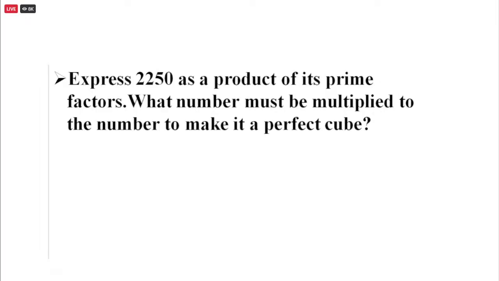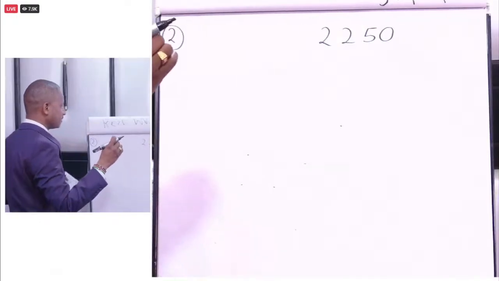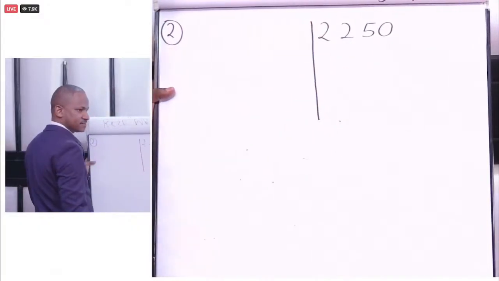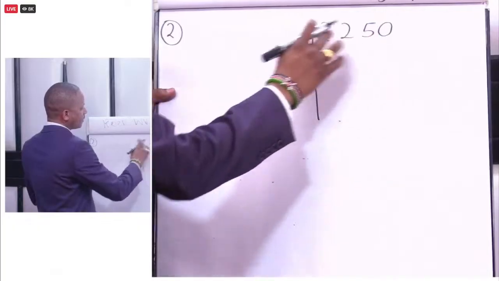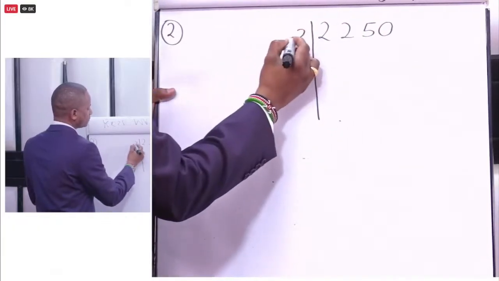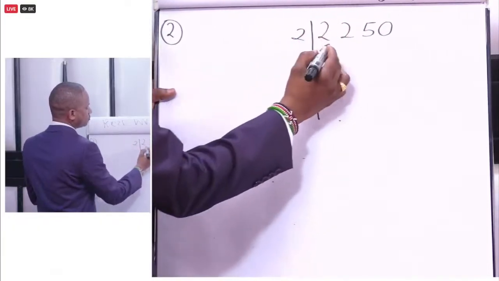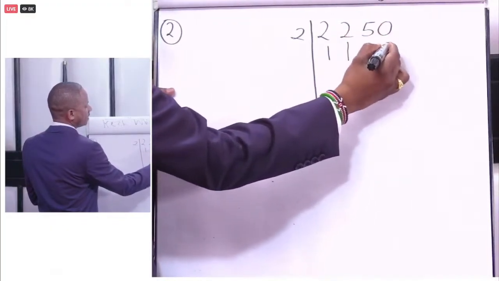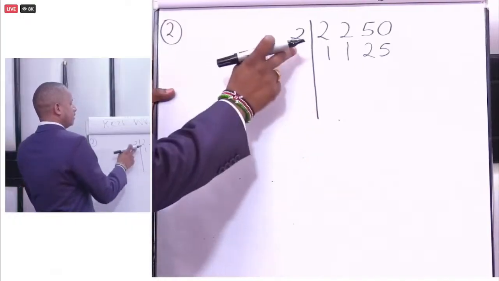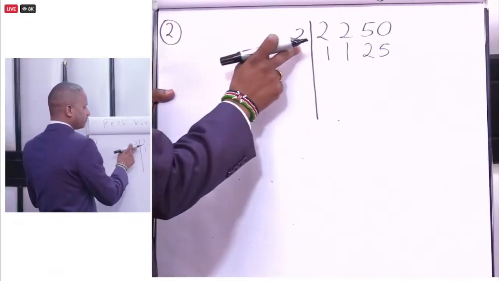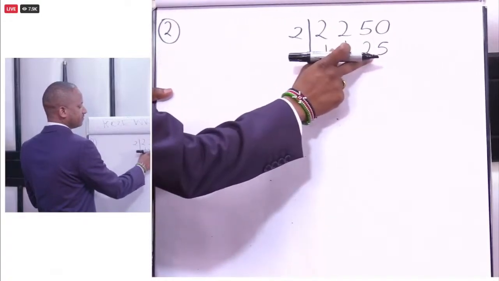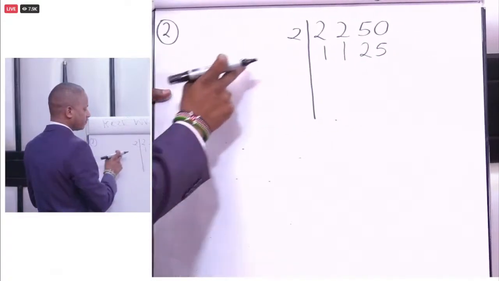So solve the first part of the equation, which says express 2250 as a product of its prime factors. So this 2250, we want to express it as a product of its prime factors. We are going to get the prime factors. We start with 2. 2 goes into 2 once, into 2 once, into 5 twice, remainder 1, into 10, 5 times. Now, if we take 2 again, it will get into 1125, but there will be a remainder. So therefore, we don't use 2 again.